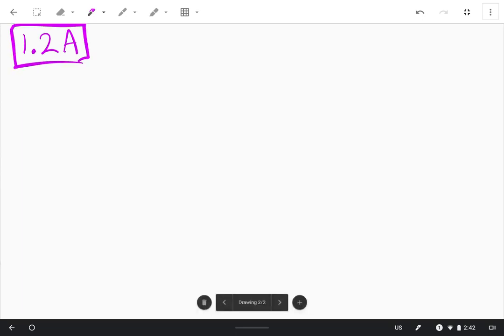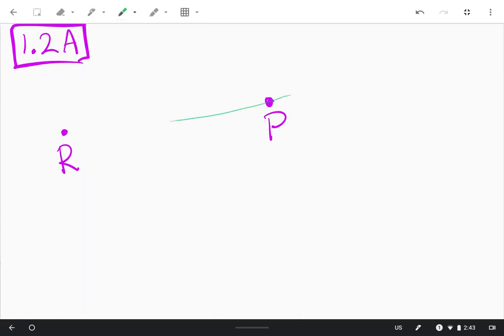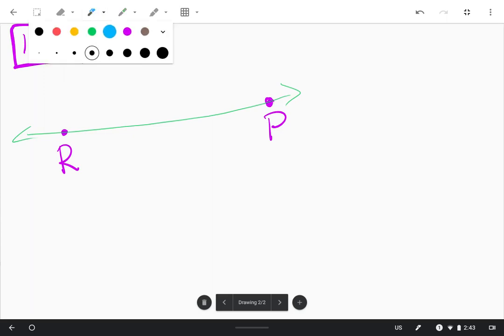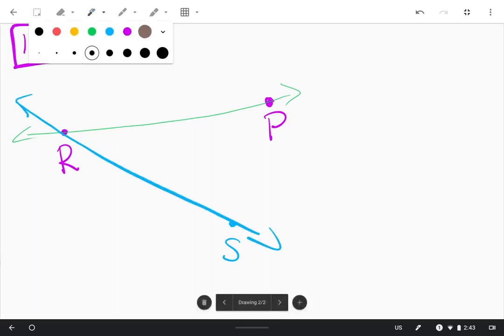1.2a says that through any 2 points, there is exactly 1 line. In other words, if I draw 2 points, let's call this point R and this point P, there is only 1 line that goes through those points. Obviously, that one's not very straight, but you catch my drift. So if I were to draw a different point, there is only 1 line that goes between R and S, and only 1 line that goes between P and S.